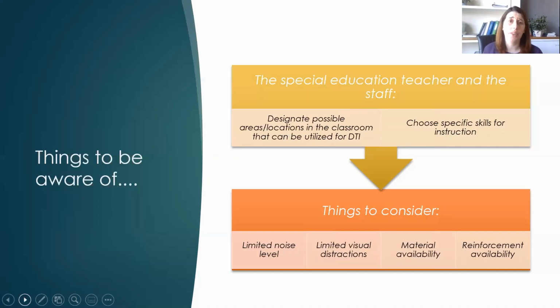You also want to consider that during discrete trial time, there are limited noise levels so that your SDs are differentiated above the noise level, and limited visual distractions. You want to make sure that you have all the materials that you need available to you, because once you start to have those 5 components of one trial run smoothly, you want to have everything available to you. And you also want to have that reinforcement available.